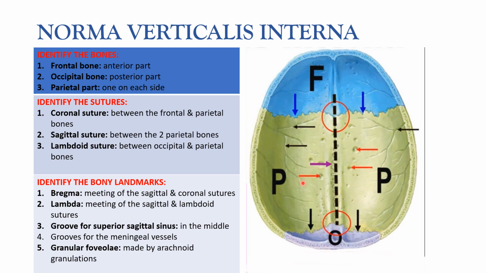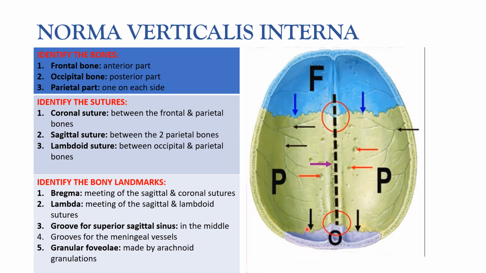The coronal suture is between the frontal bone and the parietal bone. So this is the coronal suture. Then we look at the sagittal suture. It's found between the two parietal bones. So this suture here is the sagittal suture. Then the lambdoid suture, found between the parietal bone and occipital bone. Okay, so this is the lambdoid suture.